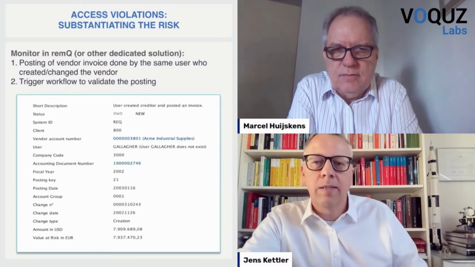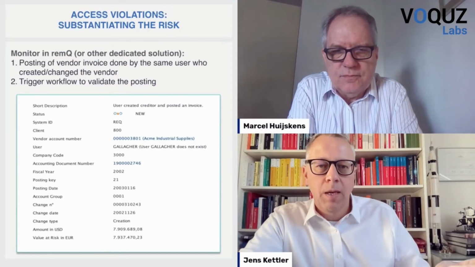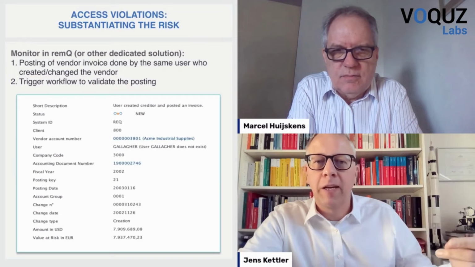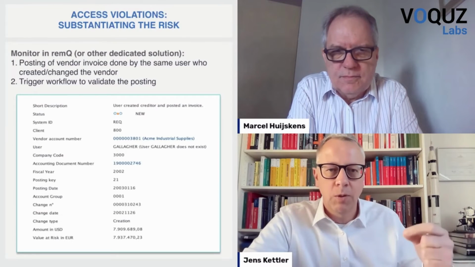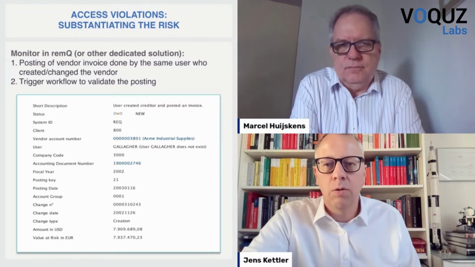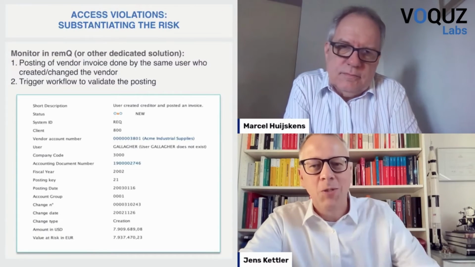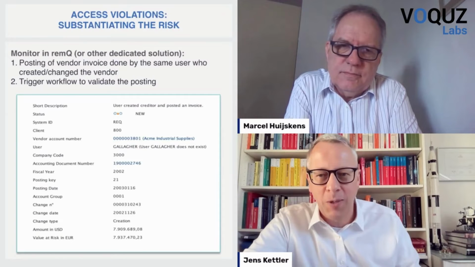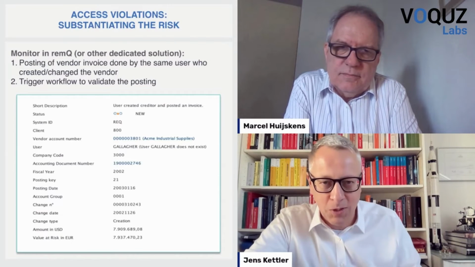Yeah. And at the same time, you can here also introduce this after the fact digital four-eyes principle. You detect that, somebody else reviews it, and can decide how to proceed. But we always use this simple example of creating a vendor and creating an invoice for the same vendor.